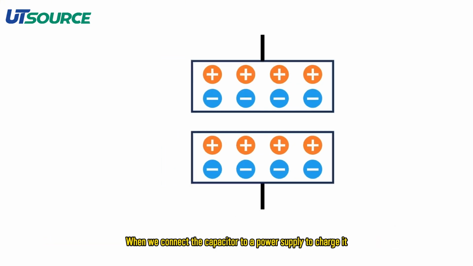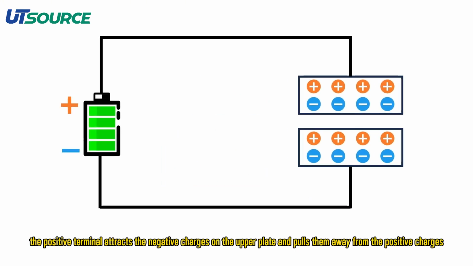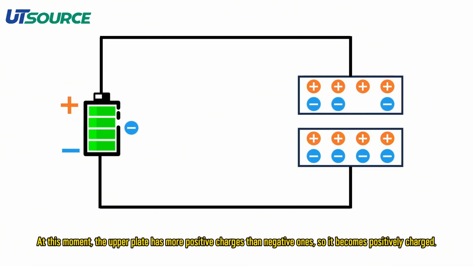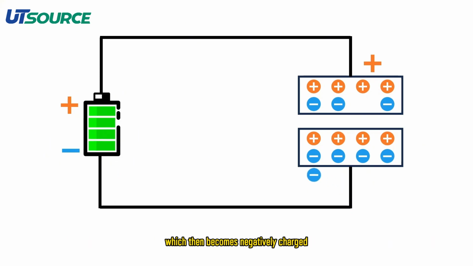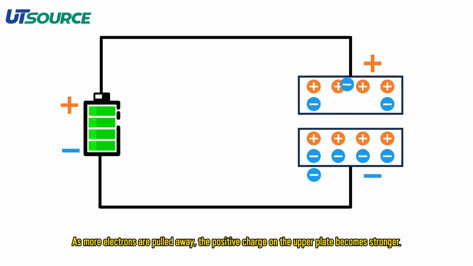When we connect the capacitor to a power supply to charge it, the positive terminal attracts the negative charges on the upper plate and pulls them away from the positive charges. At this moment, the upper plate has more positive charges than negative ones, so it becomes positively charged. After reaching the power supply, these electrons are repelled by the negative terminal and move to the lower plate, which then becomes negatively charged. As more electrons are pulled away, the positive charge on the upper plate becomes stronger.